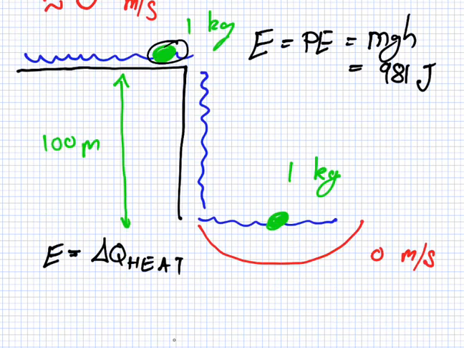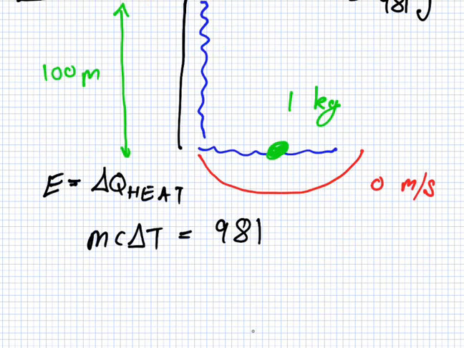Okay, so let's work out how much warmer this water is. We use our formula, mc delta T. That should equal 981, shouldn't it? Because the energy at the top equals the energy at the bottom. What's the m? 1. What's the c? 4,200. So if you type that in, you should get about 0.25.